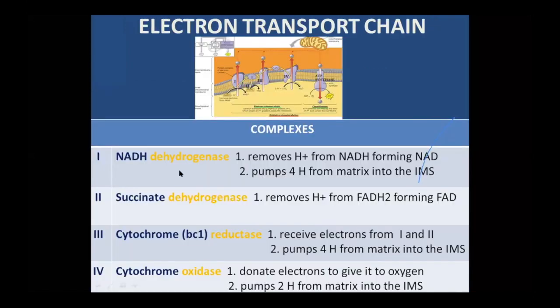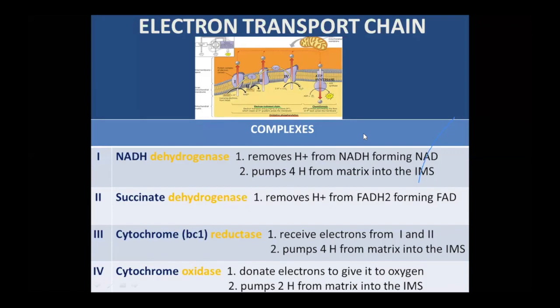So we would have the list of the 4 complexes here. They would be symbolized with Roman numerals. So the first one is NADH dehydrogenase. The second is succinate dehydrogenase. So from the term itself, they again would be removing hydrogen. Okay? But the first complex removes hydrogen from NADH, forming NAD. The second removes hydrogen from FADH2, forming FAD.